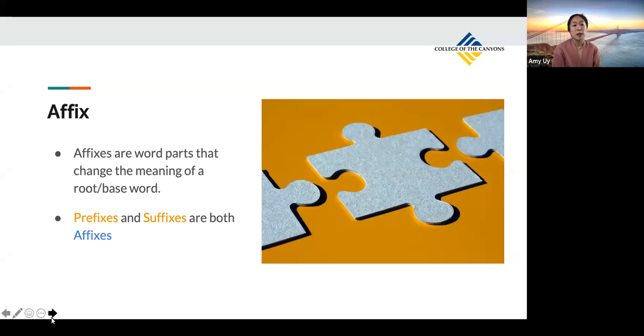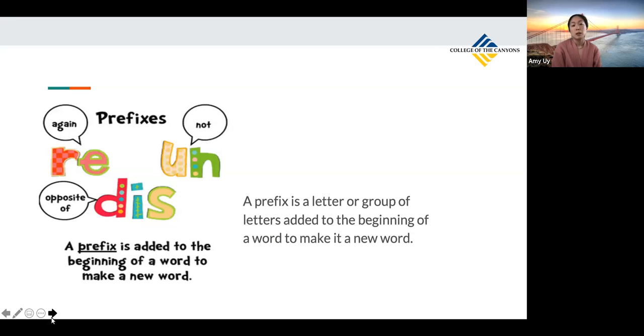Now we will review affixes. What are affixes? Affixes are word parts that change the meaning of a root or base word. Suffixes and prefixes are both considered affixes. Now, prefixes.